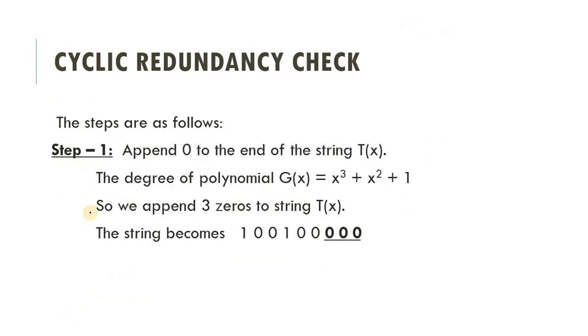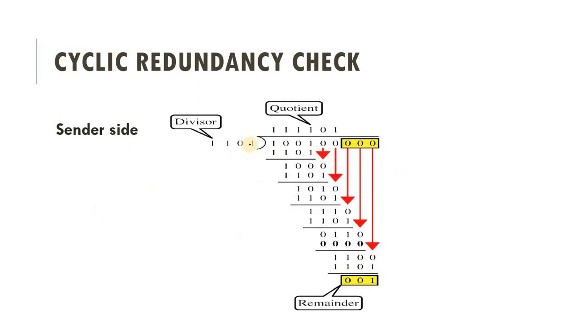So here we are appending 3 zeros at the end of the message bits, or we can consider the maximum power equals 3, so that is why we are appending 3 zeros at the end of the message string. Now we'll do the division.